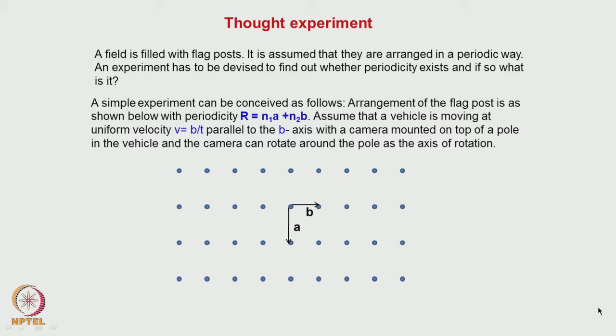Now let us look at a thought experiment. Suppose this is the position of atoms, not atoms, I should call it a two-dimensional lattice. The positions of the lattice points are given. It is a rectangular lattice. This can be considered like a real experiment. Suppose a lot of flagpoles are being put up for a Republic Day function. They are arranged in a periodic way, in a rectangular arrangement.